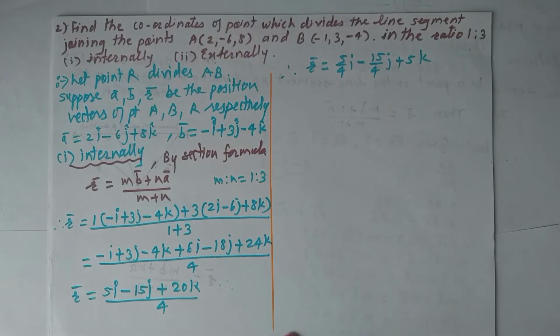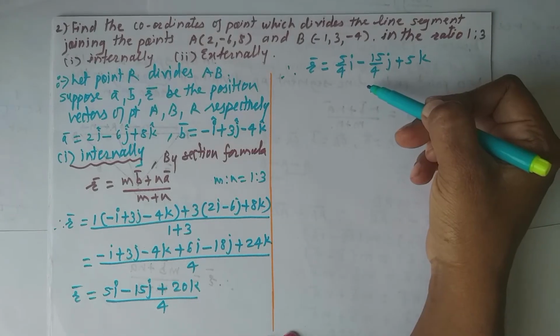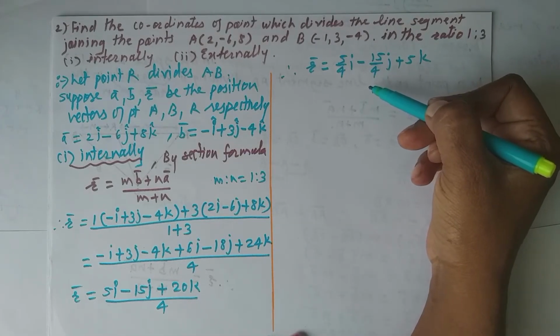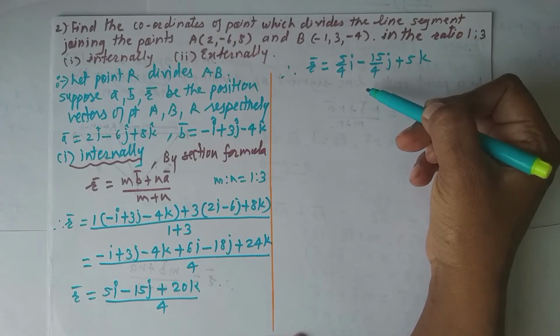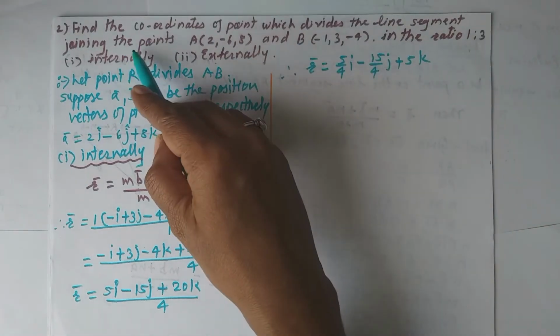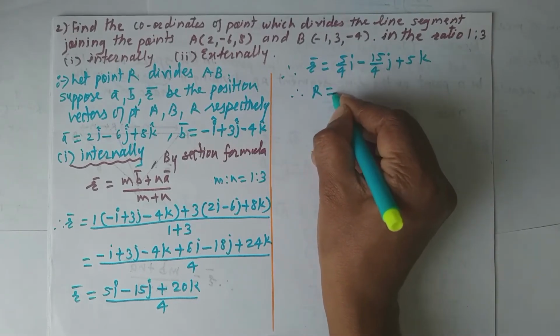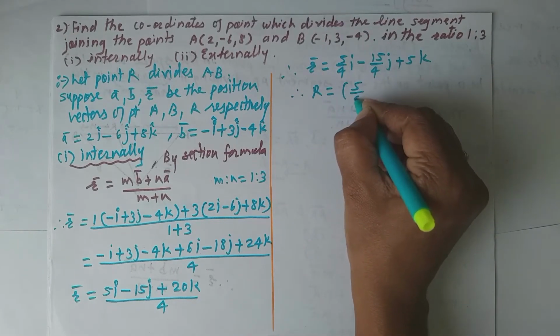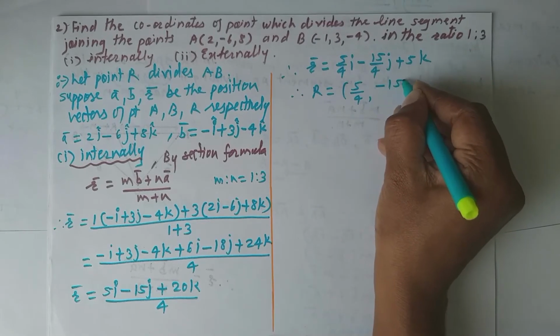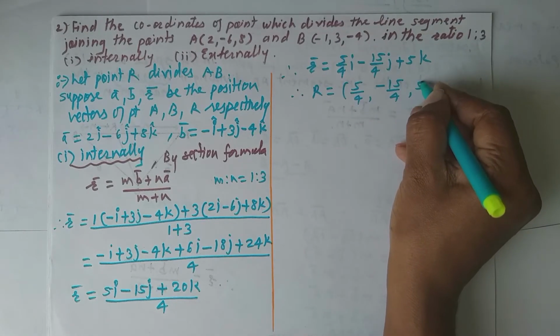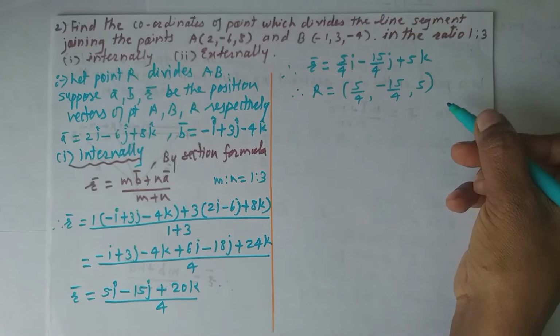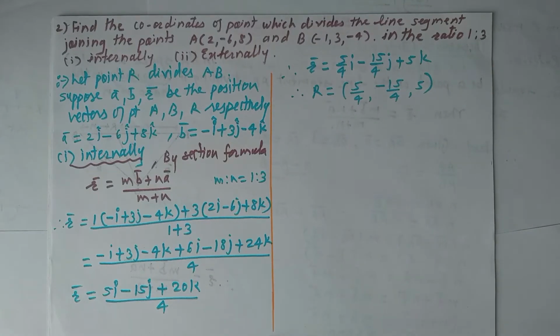Now this is the position vector of point R which divides AB internally in the ratio 1 is to 3. But I have to find the coordinates of the point. Therefore, the coordinates will be (5/4, minus 15/4, 5). These are the coordinates of the point which divides AB internally. Then we will find them if it divides externally.